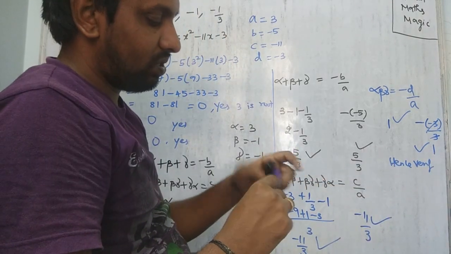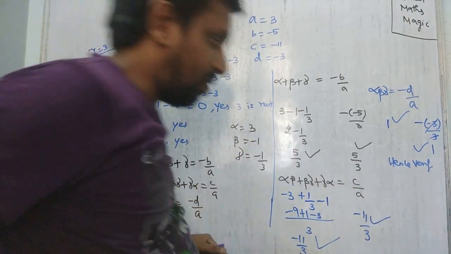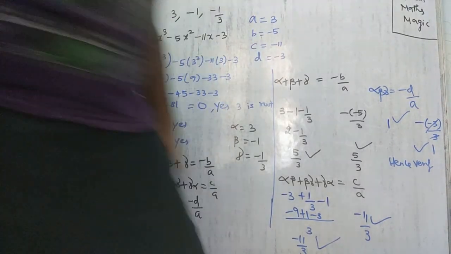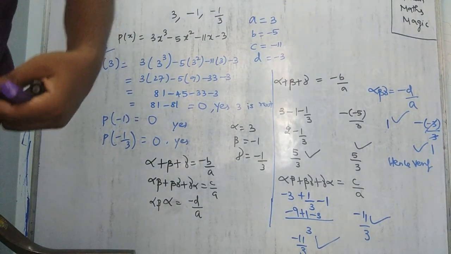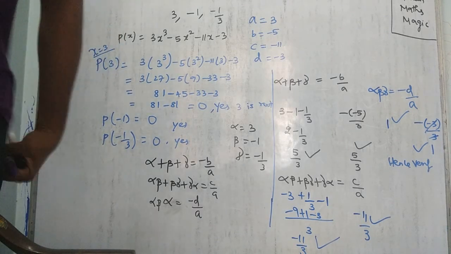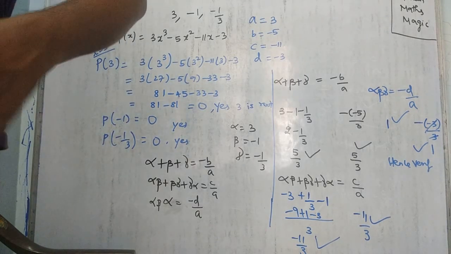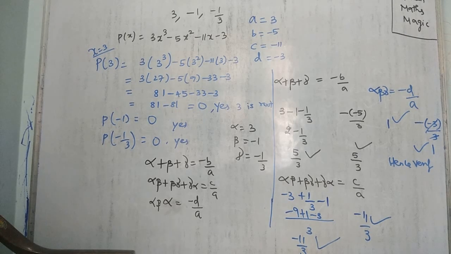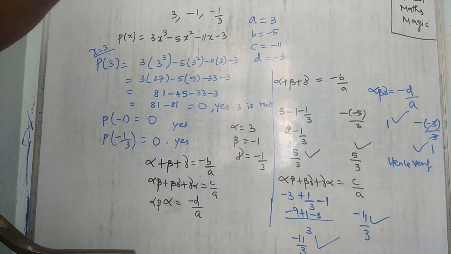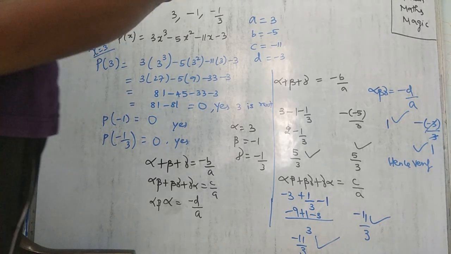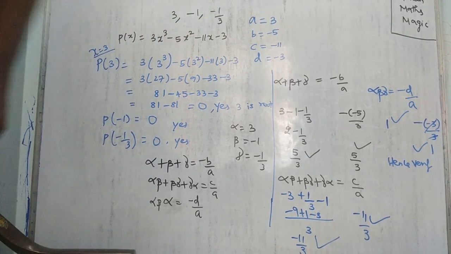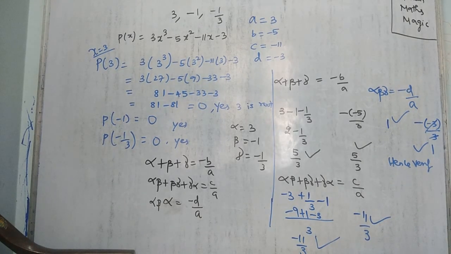Similarly, in exercise 2.2, what is there? In 2.2, the first Roman numeral: find the zeros of the polynomial, verify the relationship between the zeros and the coefficients, and find the quadratic polynomial. Then the next exercise is the long division method. That's it. So do the first one of exercise 2.2, first Roman numeral. I'll put the next video.